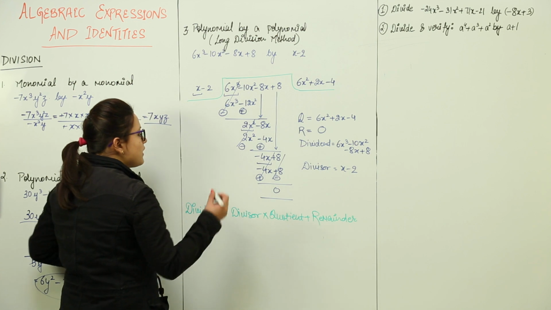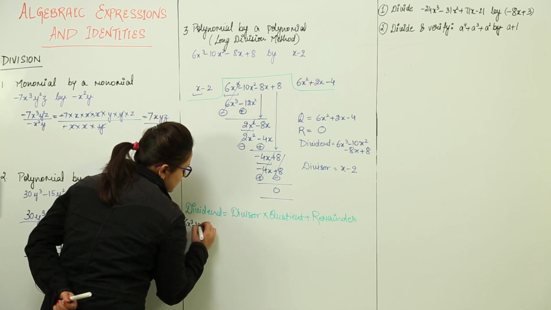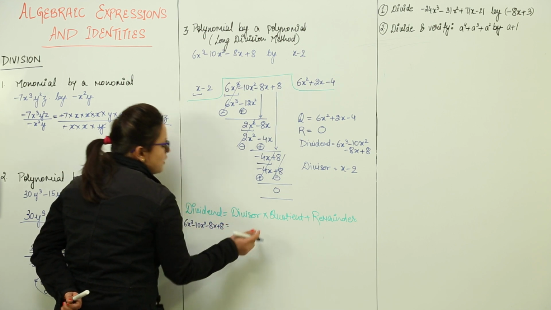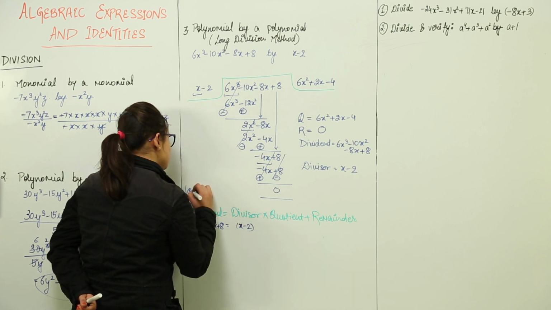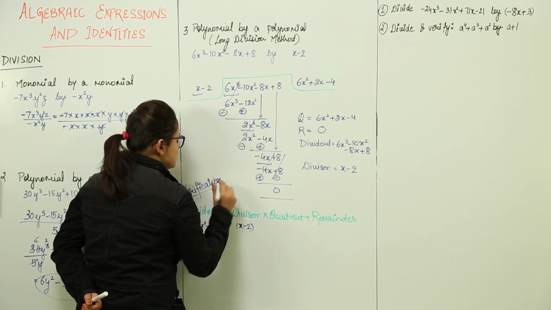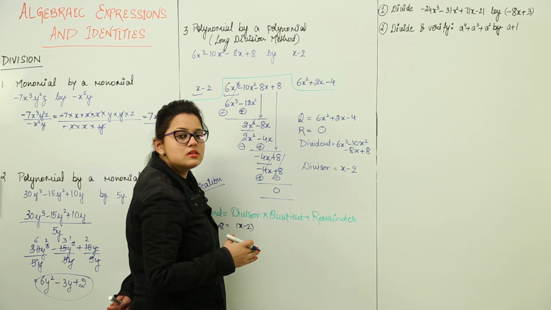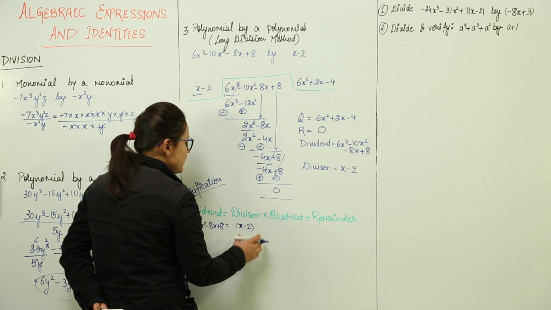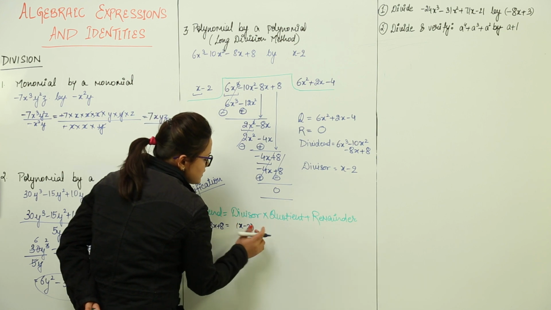So here we will write the dividend below the dividend side, that is 6x cube minus 10x square minus 8x plus 8. We will write the divisor below the divisor part. I am mentioning the verification that is to be done. It is not necessary to do verification unless you want to check your answer or your teacher has asked you to verify your answers. Otherwise you don't really need to solve the verification part. The divisor is x minus 2.